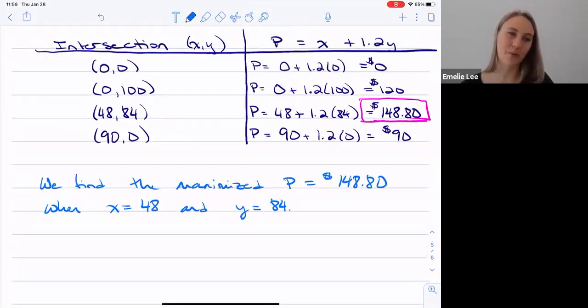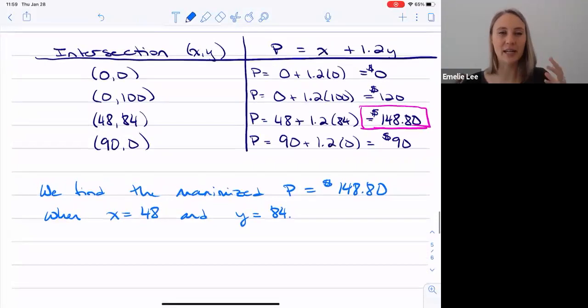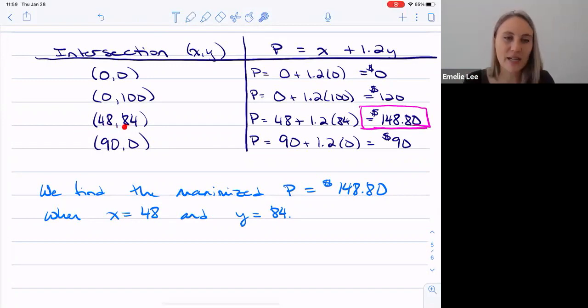So pretty fun problems, right? Especially when you get to tie it all together. It just hinges on the points of intersection of that shared area of restrictions, which will yield the maximized profit, right? And in this case, it happened at 48, 84. Great, and we get a profit of 148.80. So many 48s.